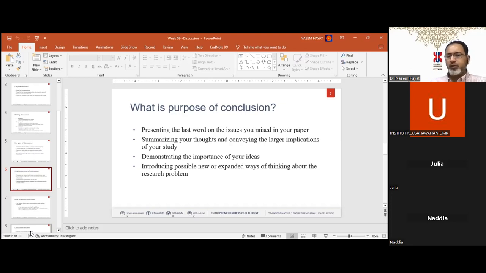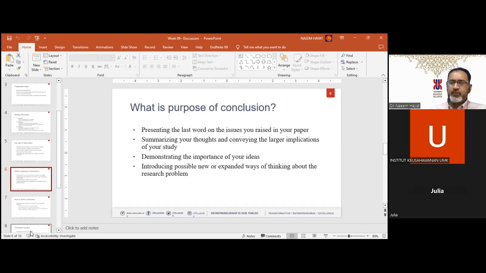So we need to understand what is the purpose of the conclusion. It is the last paragraph, the last word, it means the last section of your paper. And you must answer some of the research questions or the problem or the issue that you raised in the introduction. Summarize your thought and convey the larger implication of the study. So again, we need to think about a broader understanding like what we have in the introduction. In the introduction, we start with a funnel kind of understanding, where we start with the global world, then come to the national or maybe one issue. Similarly, we summarize our thought and convey a larger implication for the study.